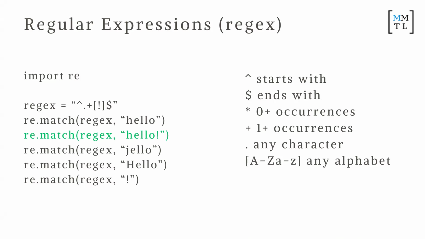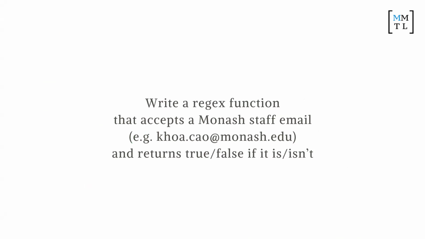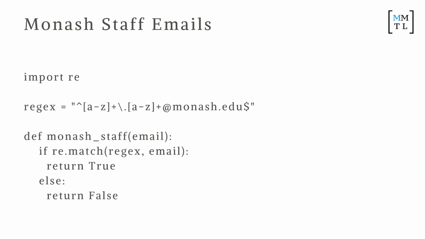Okay, so let's take a look at what this actually looks like. This is obviously a very tricky thing to deal with. There are lots of different ways to do this, but this is the way I did it. We start with the caret, which means we start with anything from A to Z, lowercase, because our staff emails are all lowercase. The plus means one or more occurrences of any letter. So you can't put in a dot and then the surname at monash.edu, that wouldn't work. It has to start with someone's first name.